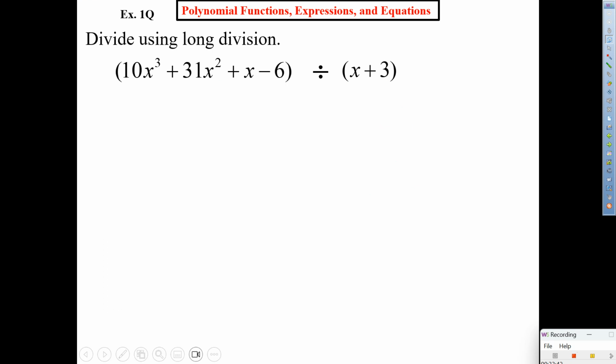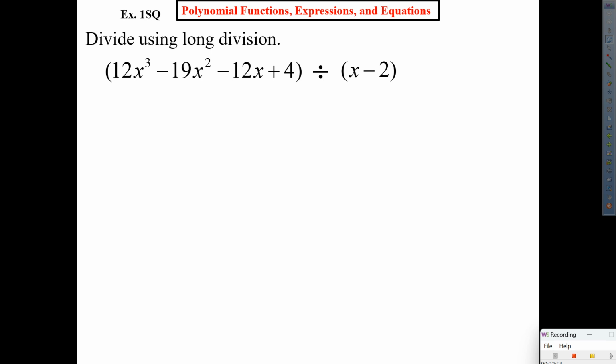Copy this one, please. Example 1, super cube: 12x cubed minus 19x squared minus 12x plus 4, divided by x minus 2. For this one, I'm going to give you a head start. Let's see how you do with the process. If you get stuck, look at the previous problem. Try to do it without looking at the steps, okay?